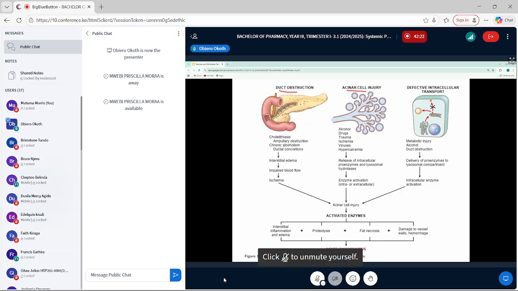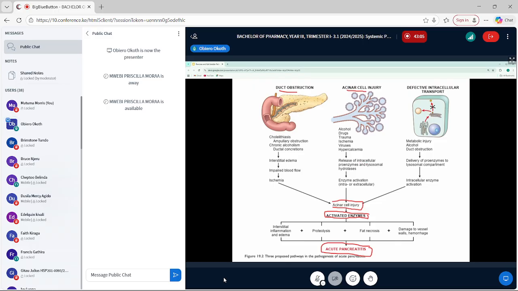When you have an obstruction, you have interstitial edema, you have impaired blood flow, you end up with ischemia. And this ischemia will give you acinar cell injury. Then once you have acinar cell injury, you have activated enzymes being released. And these activated enzymes digest the interstitium, attract inflammation, give interstitial inflammation and edema. They can give you proteolysis, they damage the proteins around there.